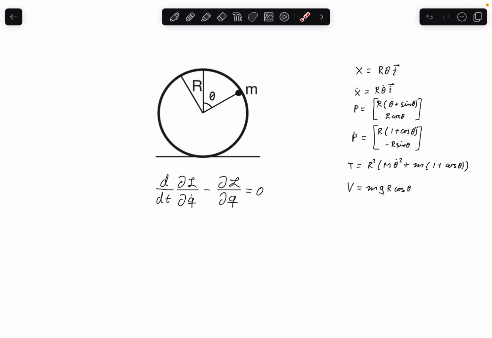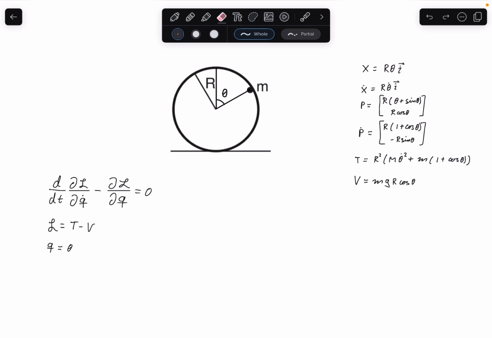Now I want to use the Lagrangian formula, which is this one, where the Lagrangian is equal to T minus V, so the kinetic energy minus the potential energy, and the q is in this case equal to theta, because that's the only variable that we have. I now see that I forgot a theta dot squared on the kinetic energy, so I just add that.